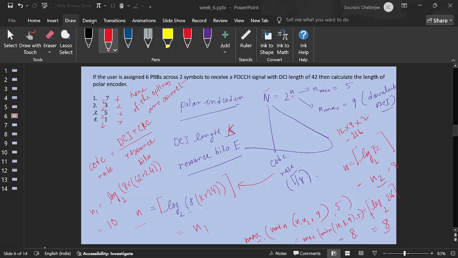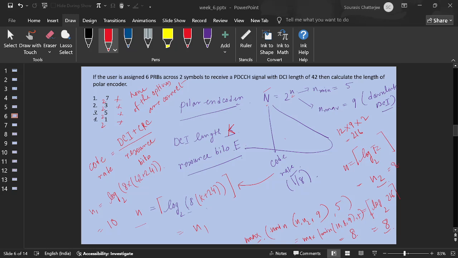And what is the number we should choose between n1 and n2? N1 is the number of bits to be generated to support the mother code rate of 1 by 8, and n2 is the number of resource bits that is allocated. We are supposed to choose the minimum of it. Once we get that number, it turns out that n min cannot go below 5. So how do I ensure that? I basically take the max of that number with 5, so that whenever the number falls below 5, it is automatically assigned 5. If it's over 5, then it would be assigned that number.